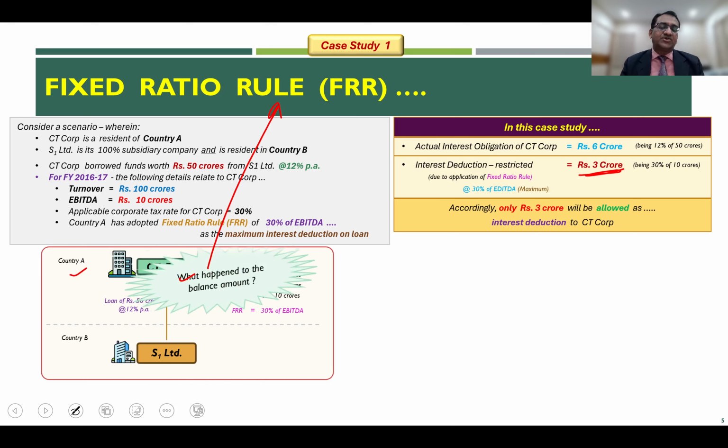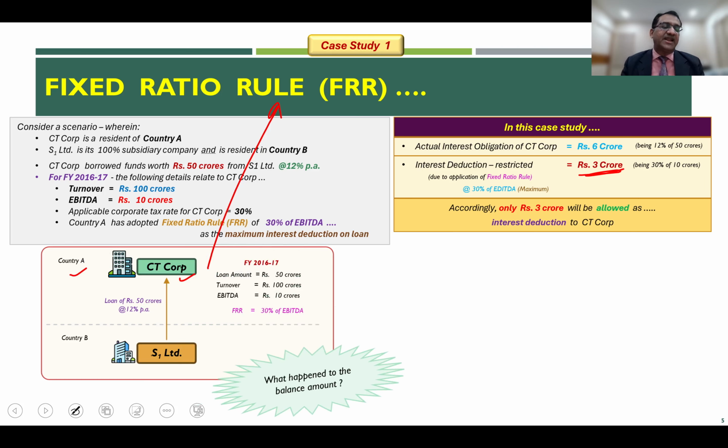Now, the $1 million question would be, what happens to the other amount? You have incurred 6 crore, but your deduction is only 3 crore. So 6 minus 3, the balance of 3 crores, is still left, which is disallowed. Now, what happens to that balance amount? The answer to this question is: it depends.